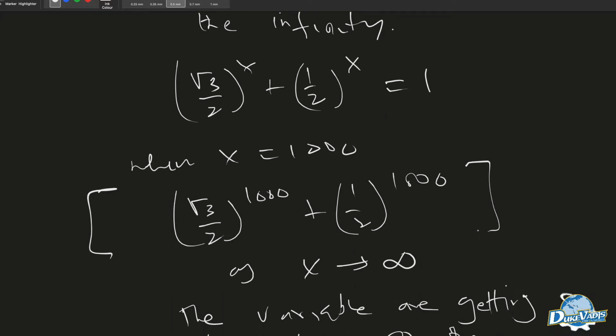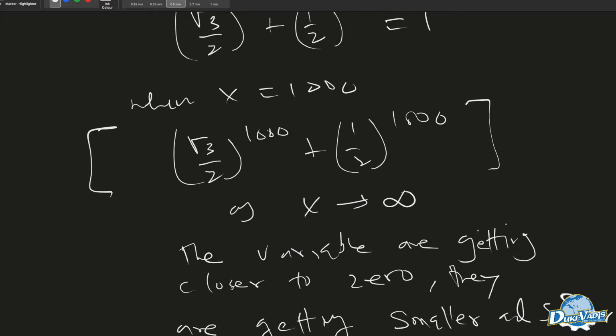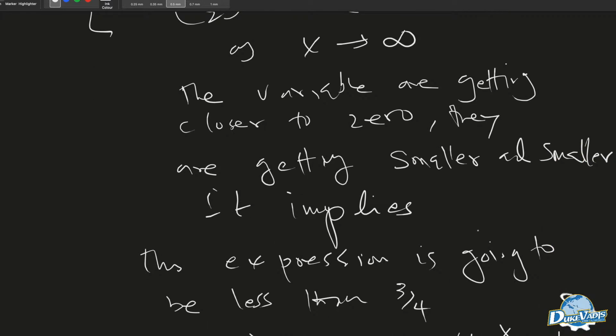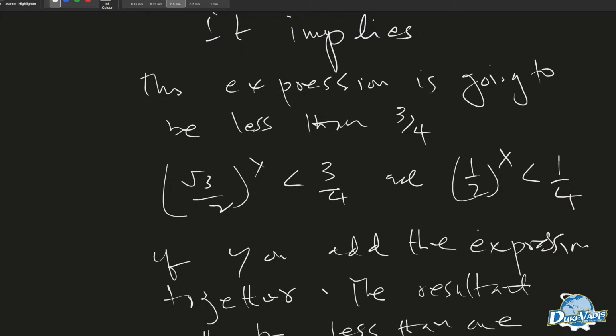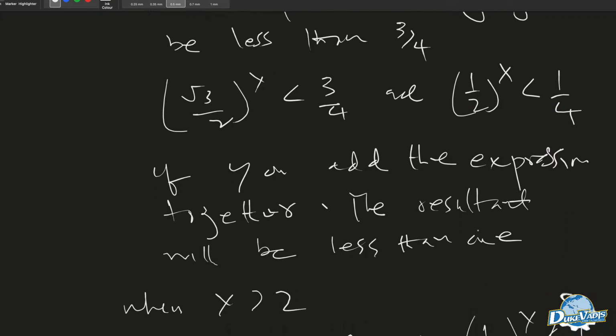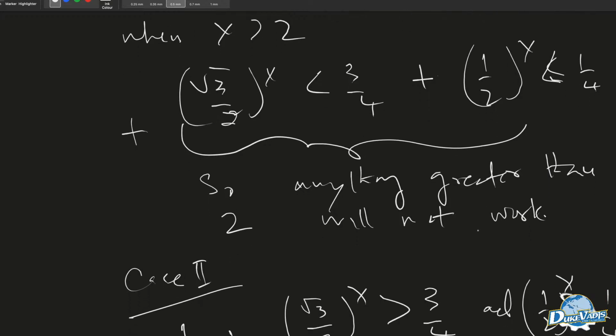I say if we raise the value of x to 1000, then x approaches infinity. So the terms are getting closer to 0. They are getting smaller and smaller. It implies the expression is going to be less than 3 over 4. So when we took this and that and added them, even when they were in the less condition, you see our x value was greater than 2. So anything greater than 2 will not work.